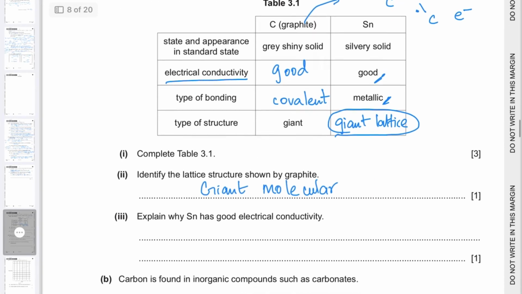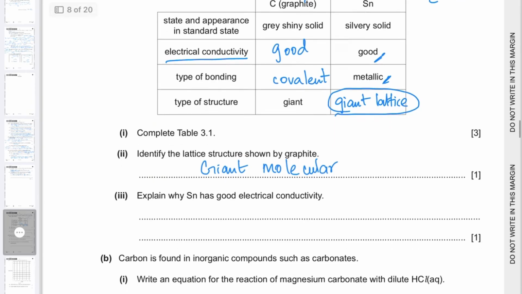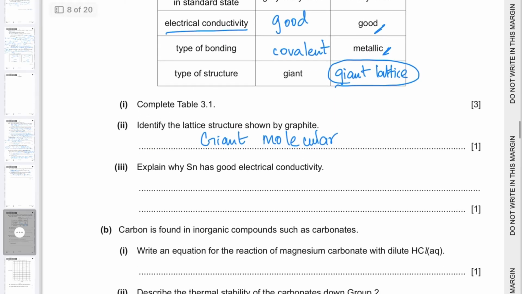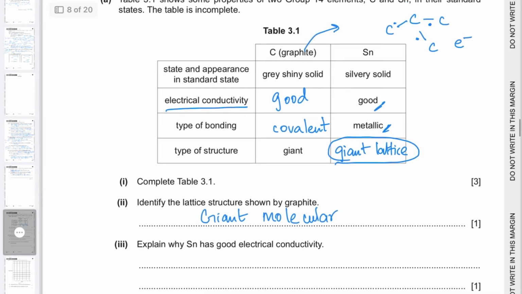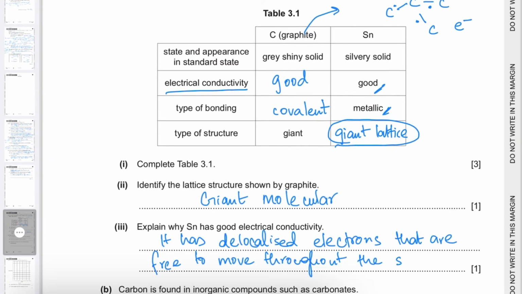Explain why tin has good electrical conductivity. Tin, having metallic properties, will have delocalized electrons in its structure that are free to move throughout the structure between the cations.